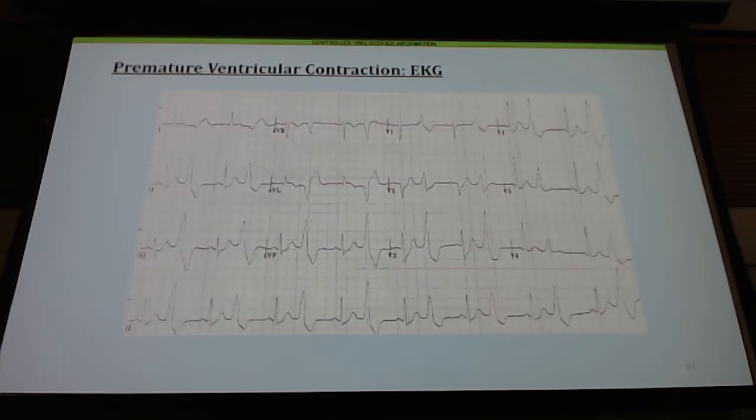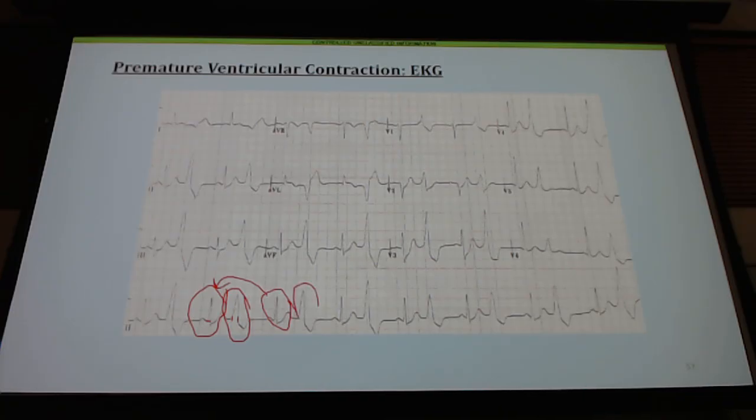And here's an example of an EKG showing premature ventricular contractions. So this looks like a normal cycle, right? Normal P wave, QRS, T wave. But look at this one. Is that QRS complex the same as this one widthwise? The answer, of course, is no. That's a widened QRS. Then you see a normal looking one that looks the same as this one, right?